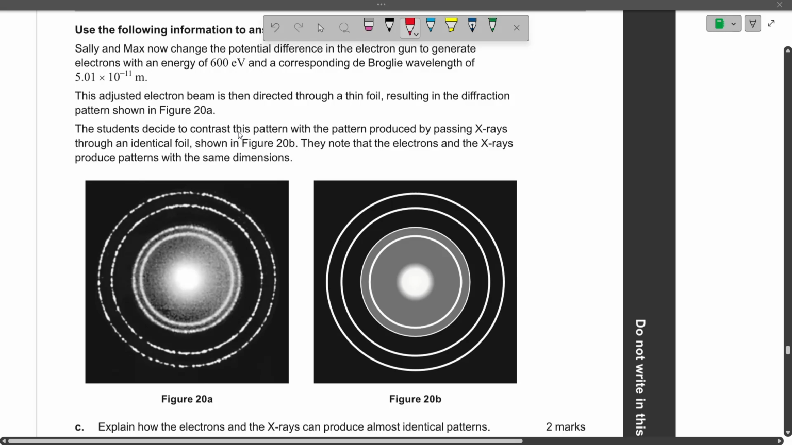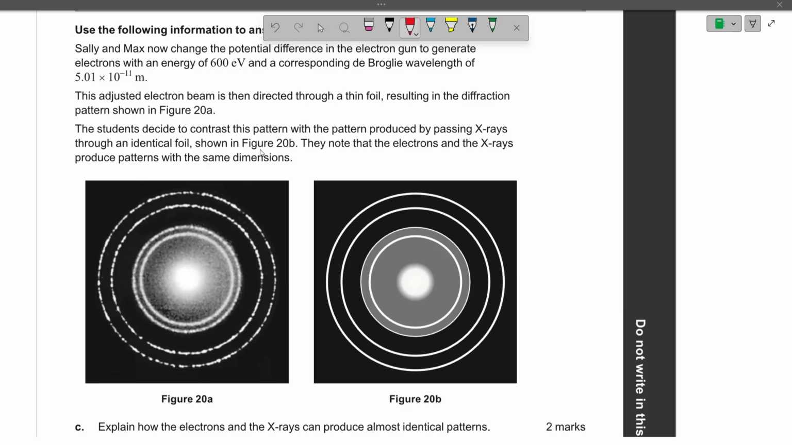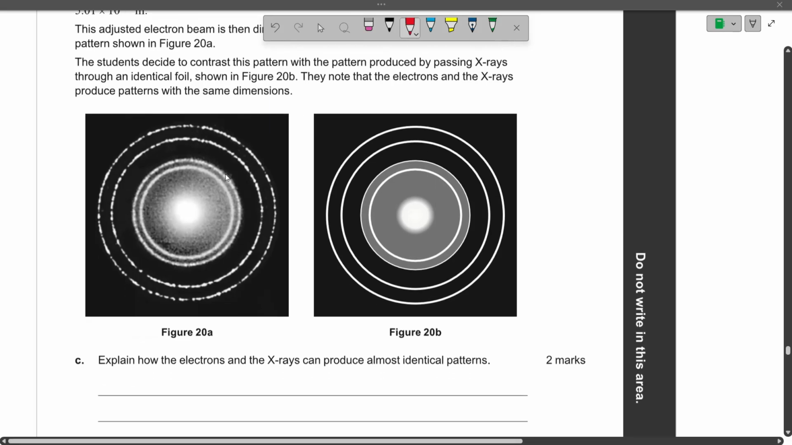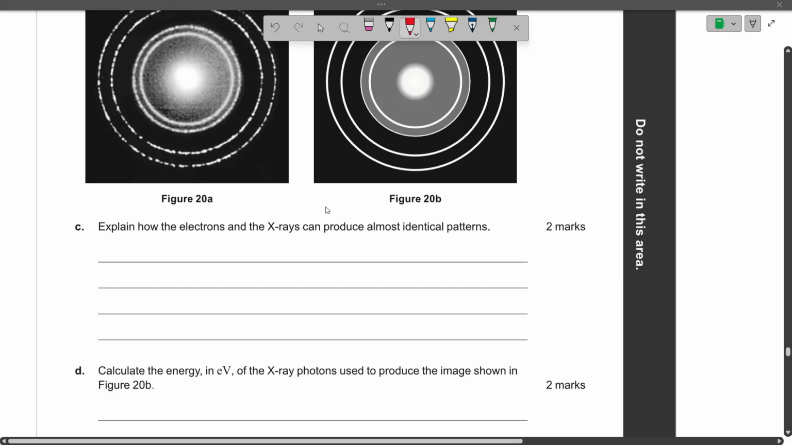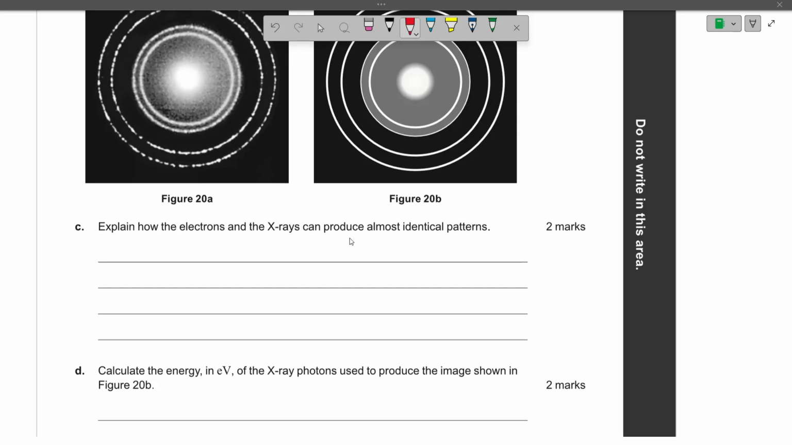The students decide to contrast this pattern with the pattern produced by passing X-rays through an identical foil, shown in figure 20b. They note that the electrons and the X-rays produce patterns with the same dimensions. Okay, so the same, I guess, spacings between the rings that you see here. Part C, explain how the electrons and the X-rays can produce almost identical patterns.